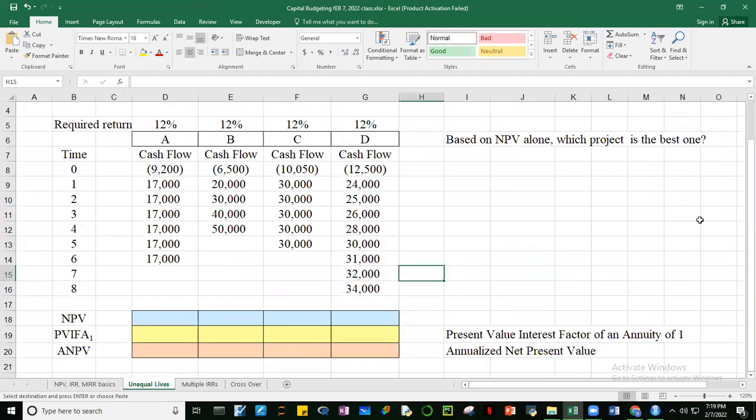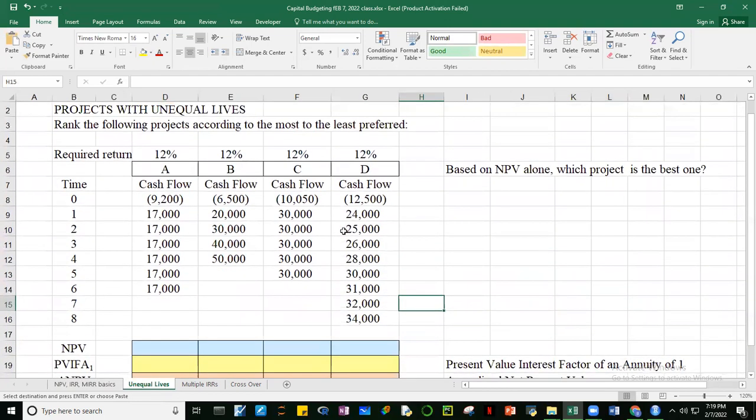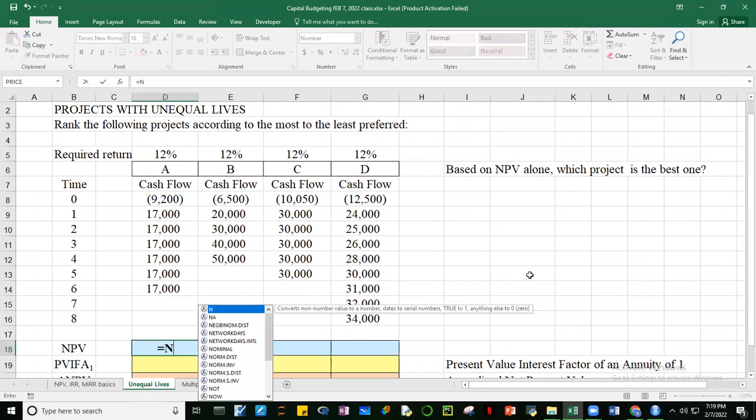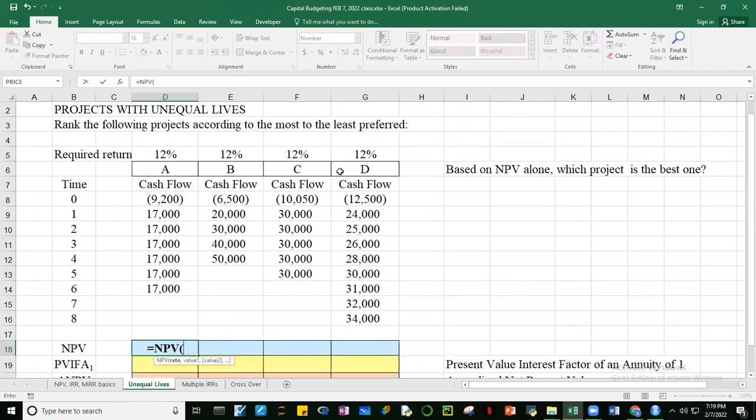Ito yung kanina, no? What if your project have unequal lines? Yung isa, kunyari dito, 6 years, dito 4 years, dito 5 years, dito 8 years. Of course, baka may bias na dito for project D kasi marami yung cash flows niya, no? So let's first compute for the Npv. Is equal to Npv. Ang rate natin 12%. No need to fix it kasi may mga 12% bawat isa.